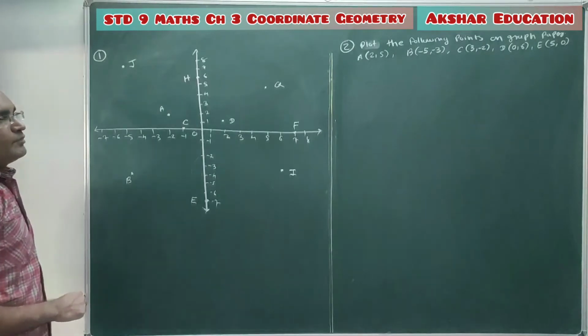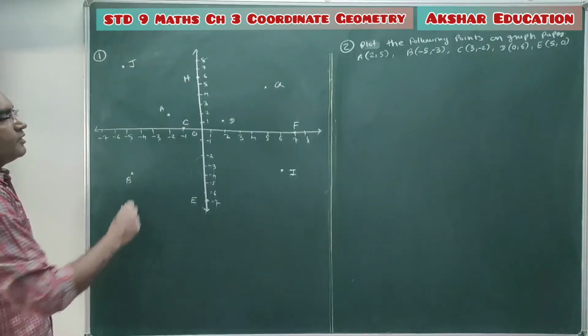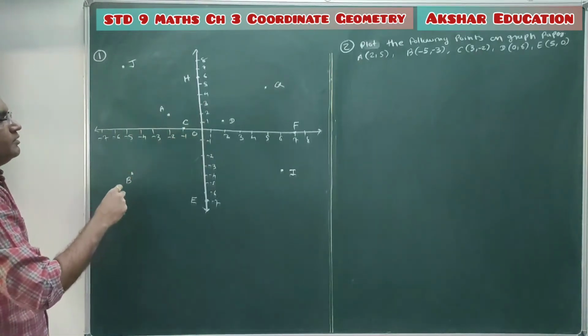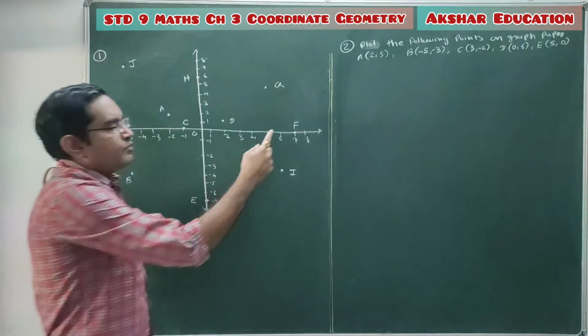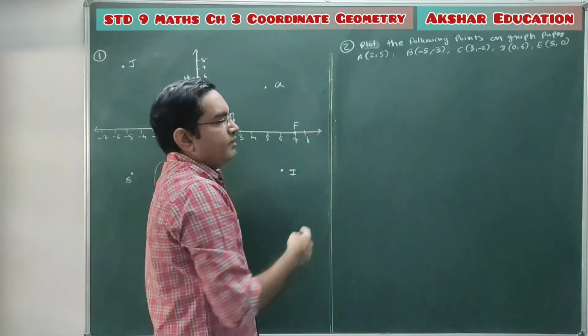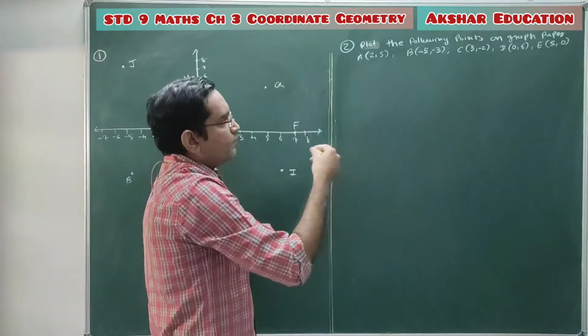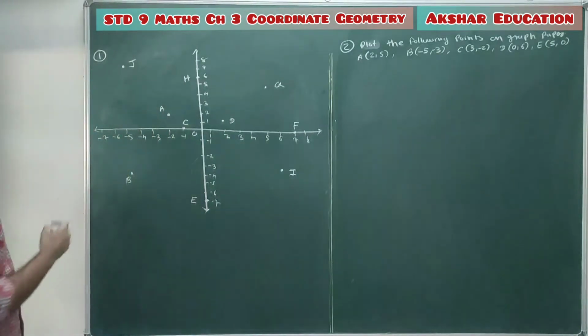Now consider these two types of sums for the coordinate geometry. In the first type of sum, we are given one graph like this, and you have to write down the coordinates of the points in a plane. In the second type of sums, you are given the coordinates of the point, and you have to plot that point on a graph. Clear? So let's start with question number 1.